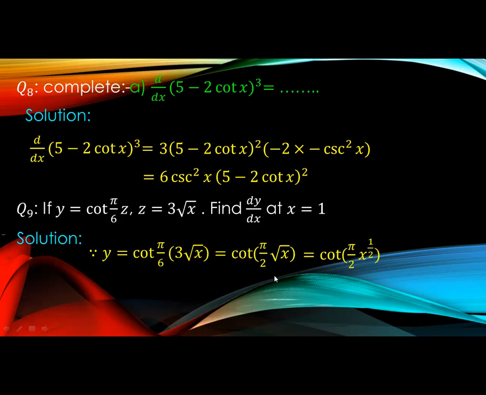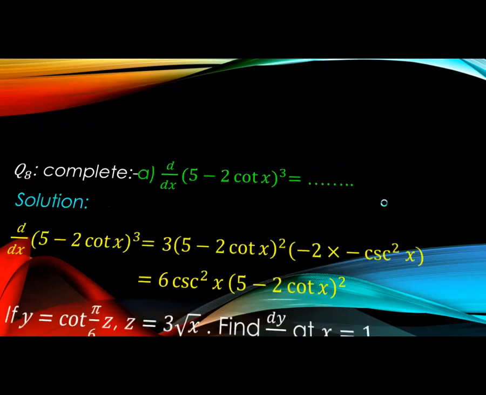We can rewrite this function in the form cotan pi over 2 x to the power half. y dash, dy by dx, is equal to negative cosec squared pi over 2 x power half times pi over 4 x power negative half. So for the first derivative at x equal 1, we substitute the value of x by 1 to get the numerical value of this exercise to be negative pi over 4.